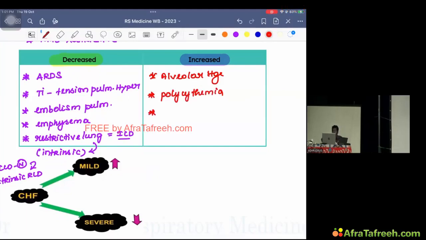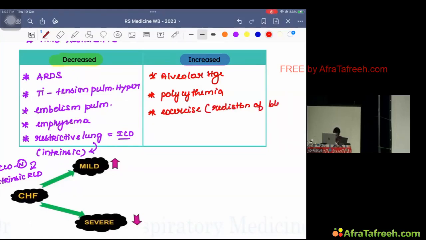Whenever you do exercise, what will happen? The heart is going to pump fast, and there will be more blood flow for oxygenation. So exercise causes an increase in DLCO, due to the redistribution of blood flow. Then the next condition, acute asthma.